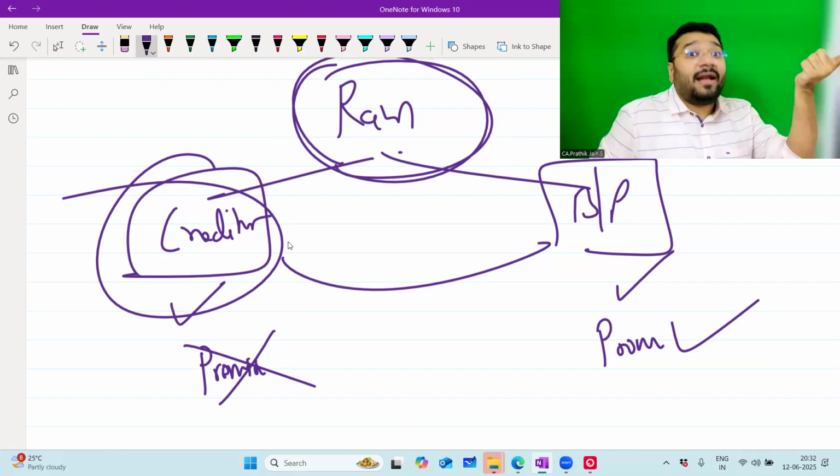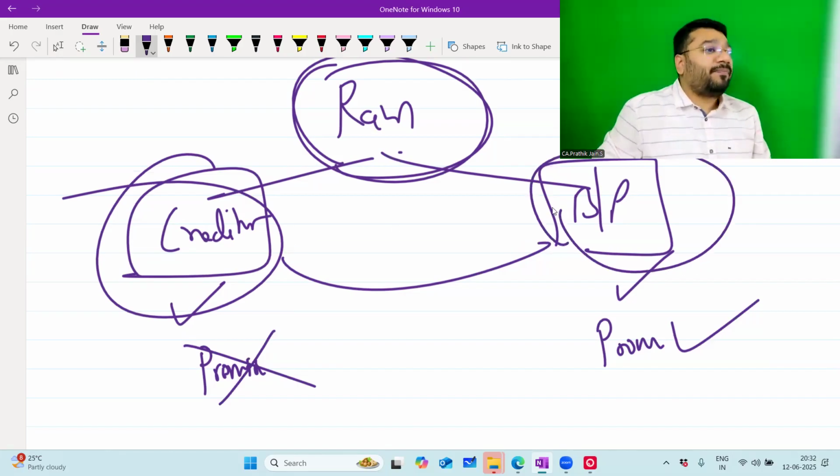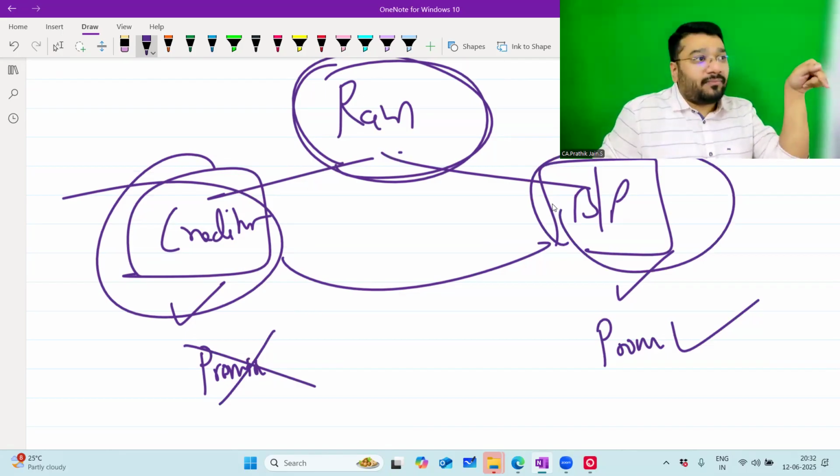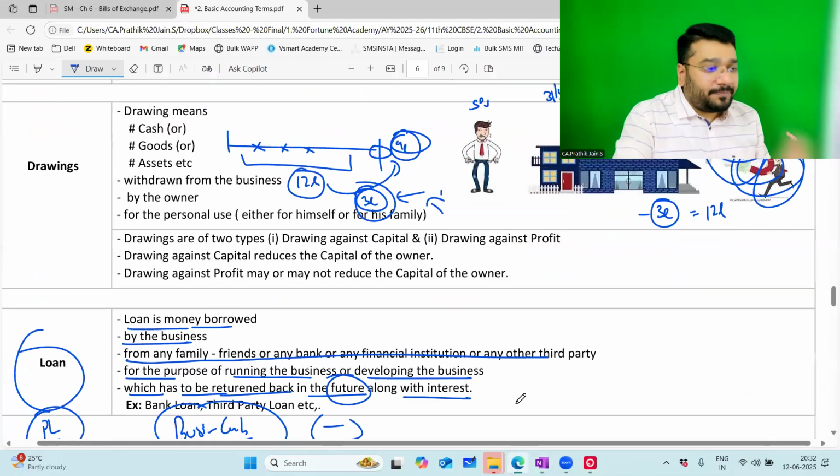I have given in writing to Ram. Then I will classify Ram as bills payable. If I did not give anything in writing to Ram, then it is creditor. Any problem? Online people, any problem?